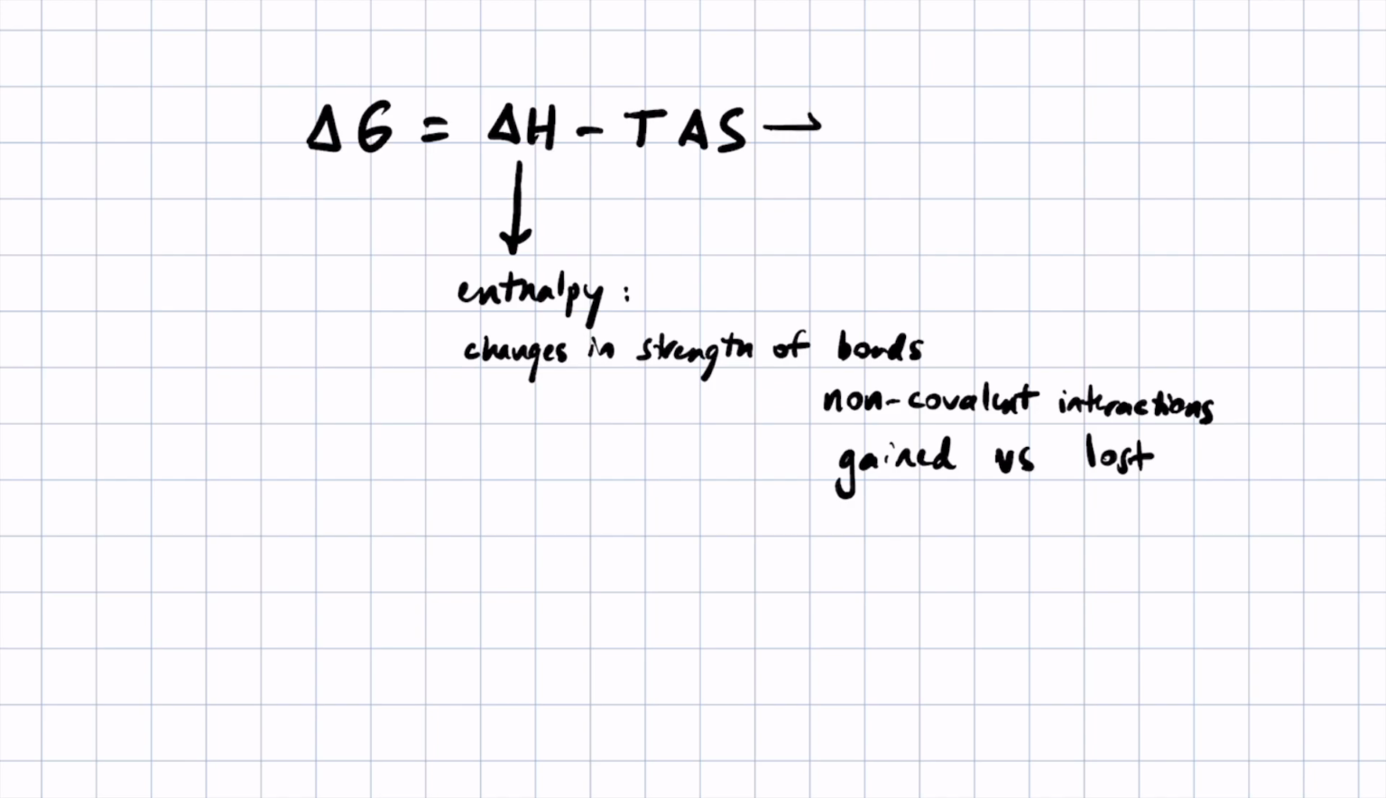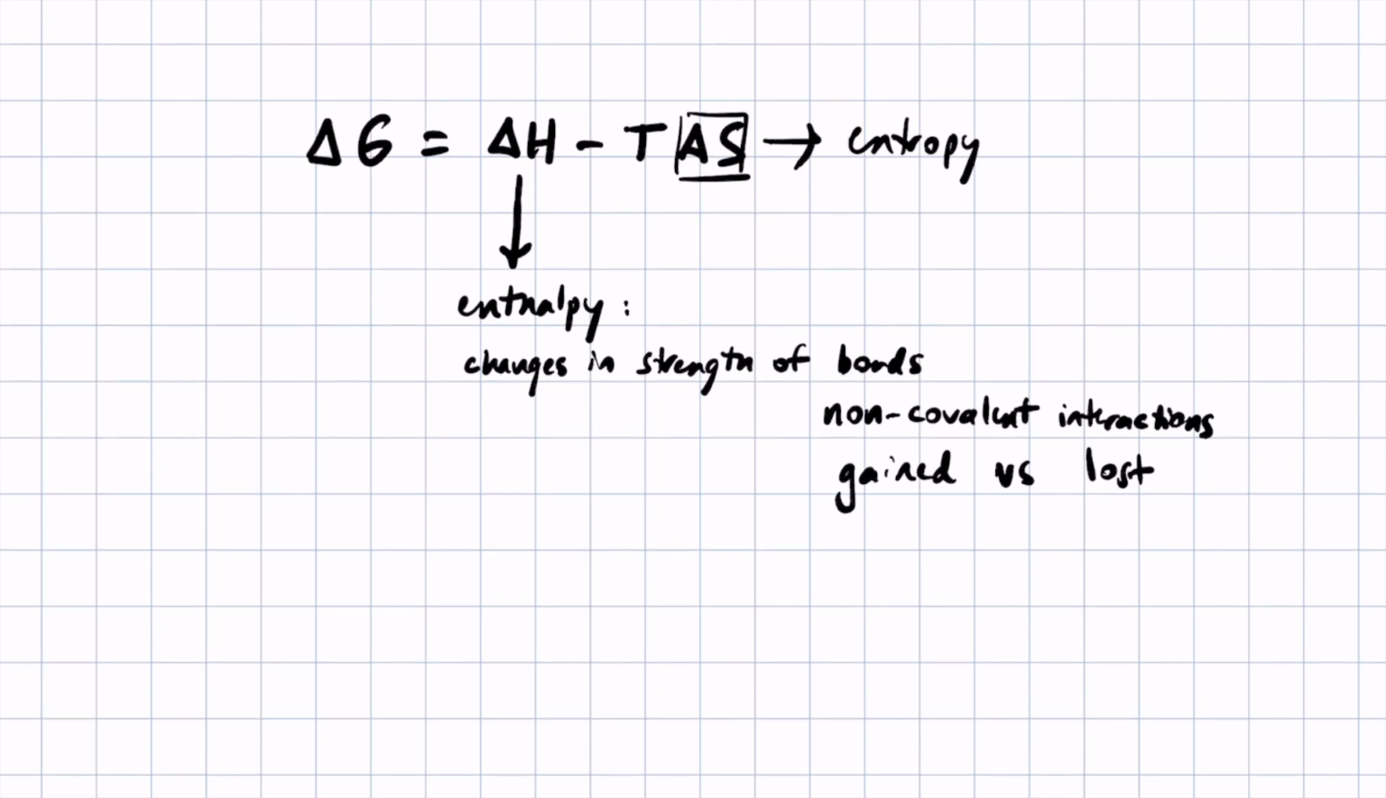And then delta S is entropy. And in the case of entropy, what we're really worried about is disorder. Disorder gained or lost. Entropy is really a probability thing. It just so happens there's way more ways to be disorganized than there are to be organized. And so it's more likely for things to become more disorganized in a process.